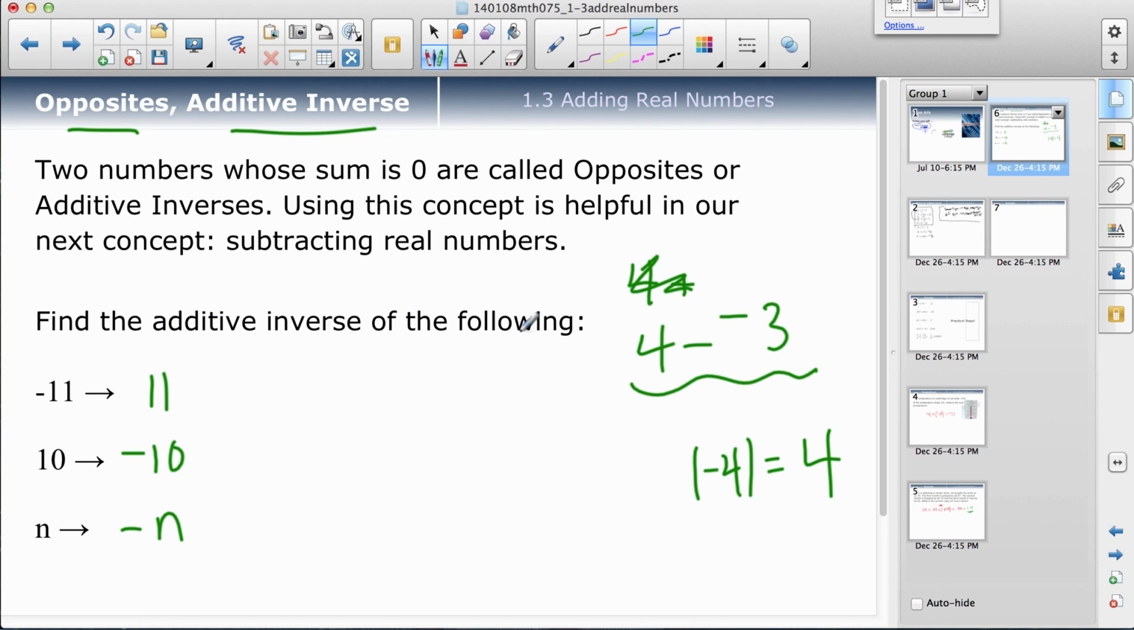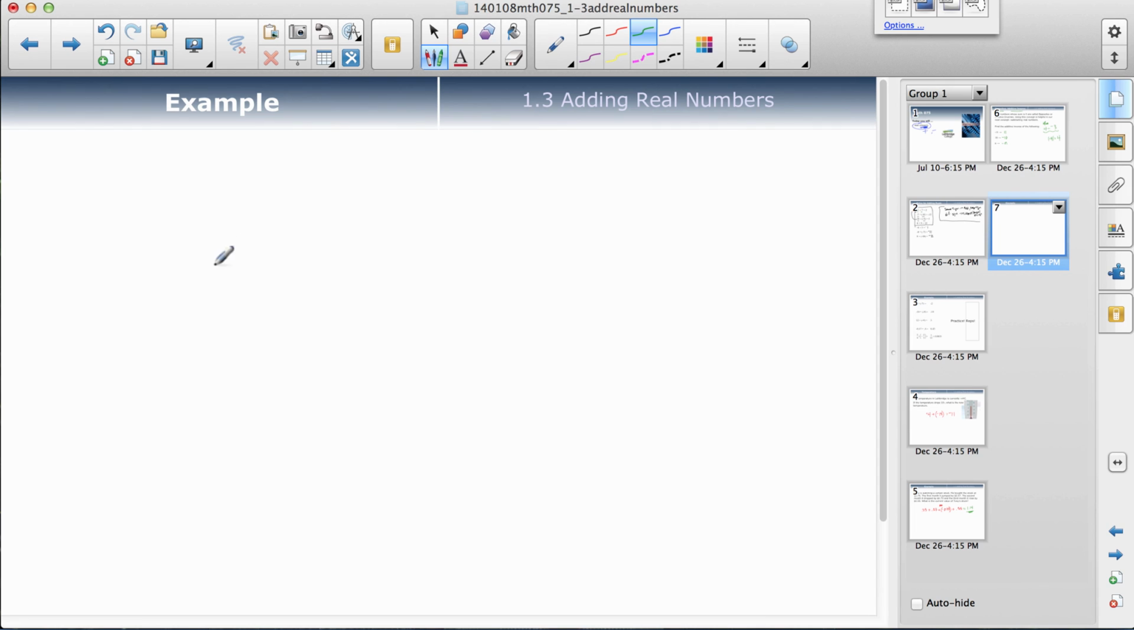Okay, so in this section we have looked at adding real numbers. In our next section we'll look at subtracting them. We'll find that that's just a hair more intense than adding.